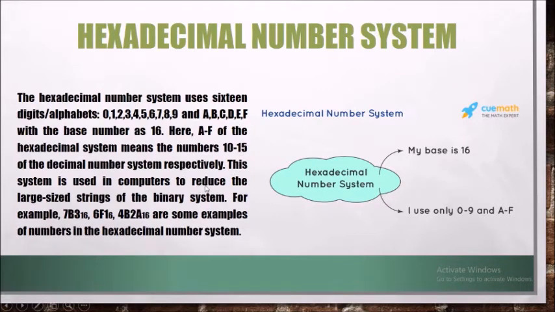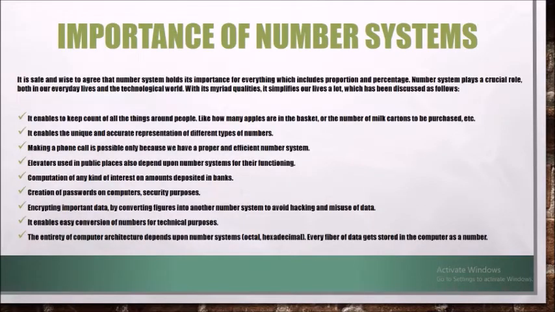This system is used in computers to reduce the large size strings of the binary system. For example, 7B3 base 16, 6F1 base 16, 6F base 16, F1 and 4B2A base 16. These are some examples of numbers in the hexadecimal number system. My base is 16, I use only 0 to 9 and A to F. Okay. Don't worry too much about the conversion.